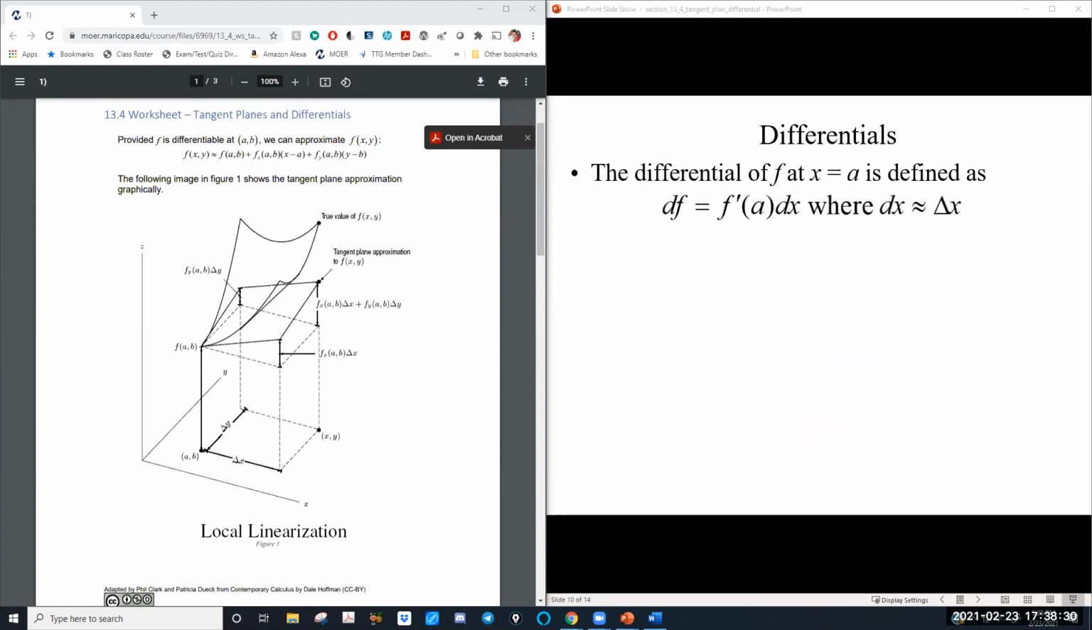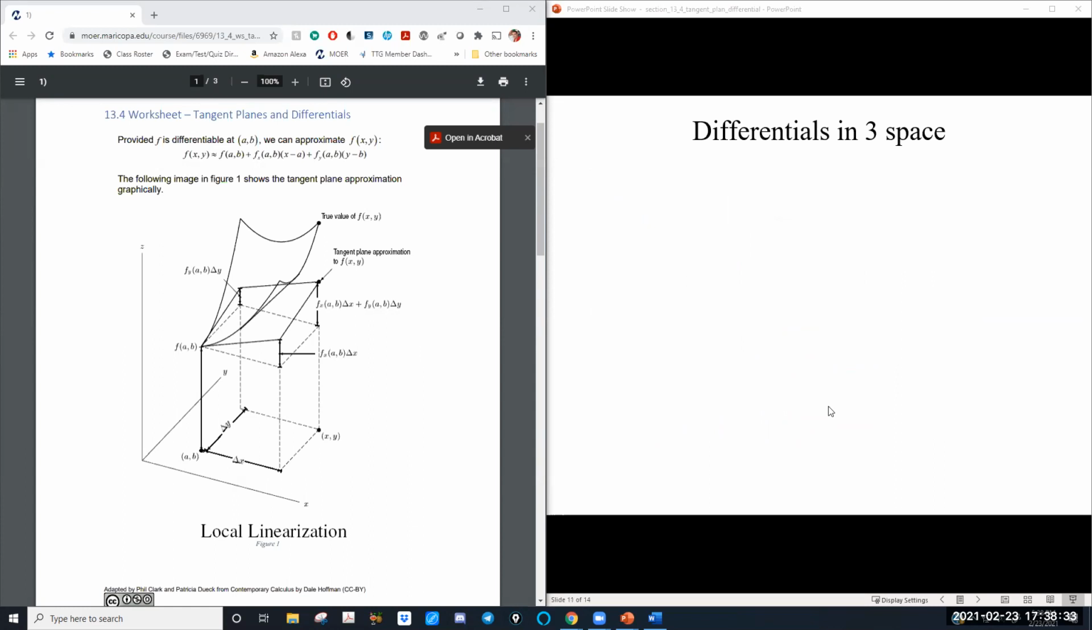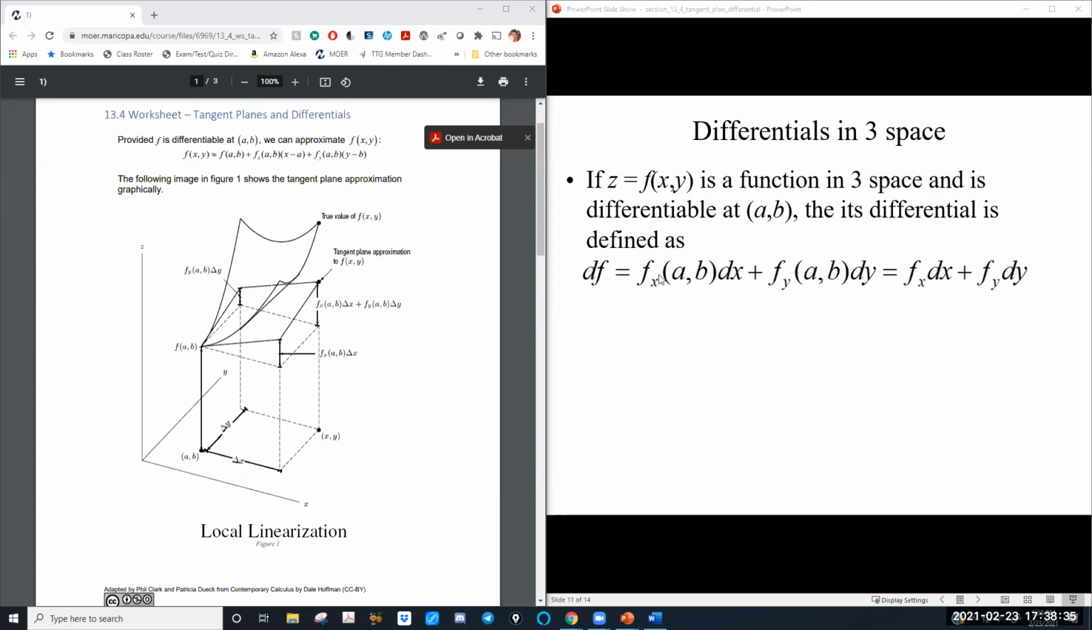So when we go into 3D, the differential is this part of the tangent plane. Notice what we're doing is basically dropping off the f of a, b, and we're replacing the x minus a with dx and the y minus b with dy.